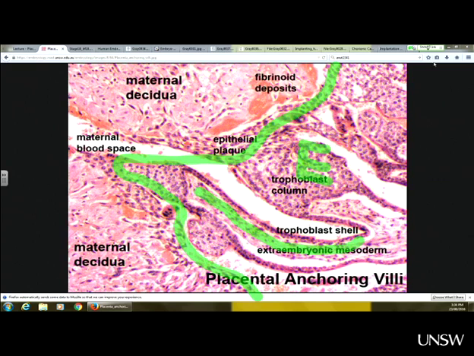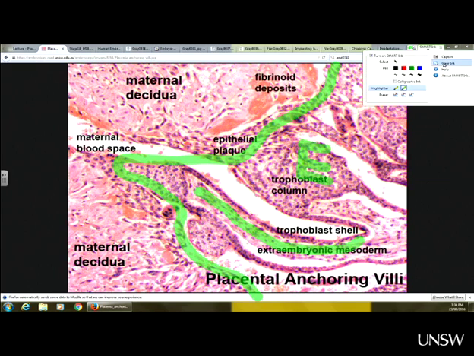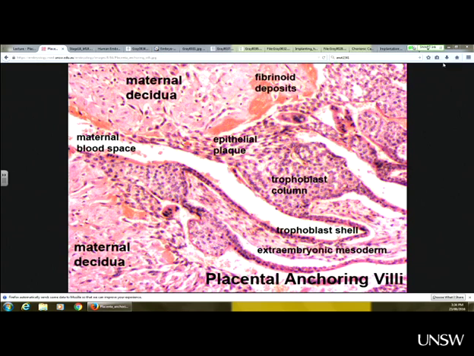Now, there is a key feature I'd like you to see at the tip of each one of these villi, and that is this region here, which forms it into an anchoring villus. And you can see it here as well. This is a trophoblast column. These are cytotrophoblasts, which form an extended column of cells and are the actual attachment site for the anchoring villi.